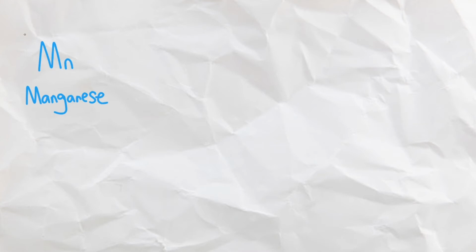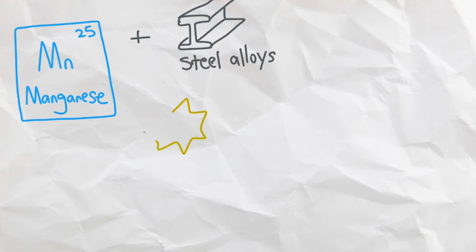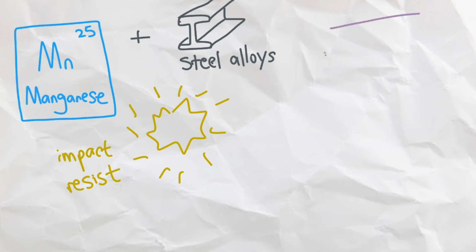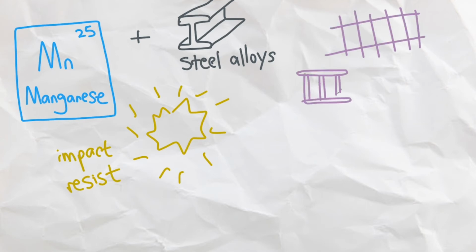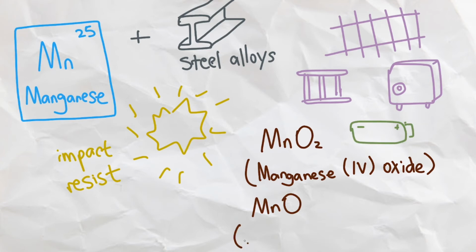Next, we have manganese, not to be confused with magnesium. It is a hard metal mainly used in steel alloys because it is too brittle on its own. This element makes steel a lot stronger and resistant to impact and corrosion, making manganese steel excellent for railway tracks, prison bars, and safes. Manganese 4 oxide is used in batteries, while manganese 3 oxide is used in fertilizers.